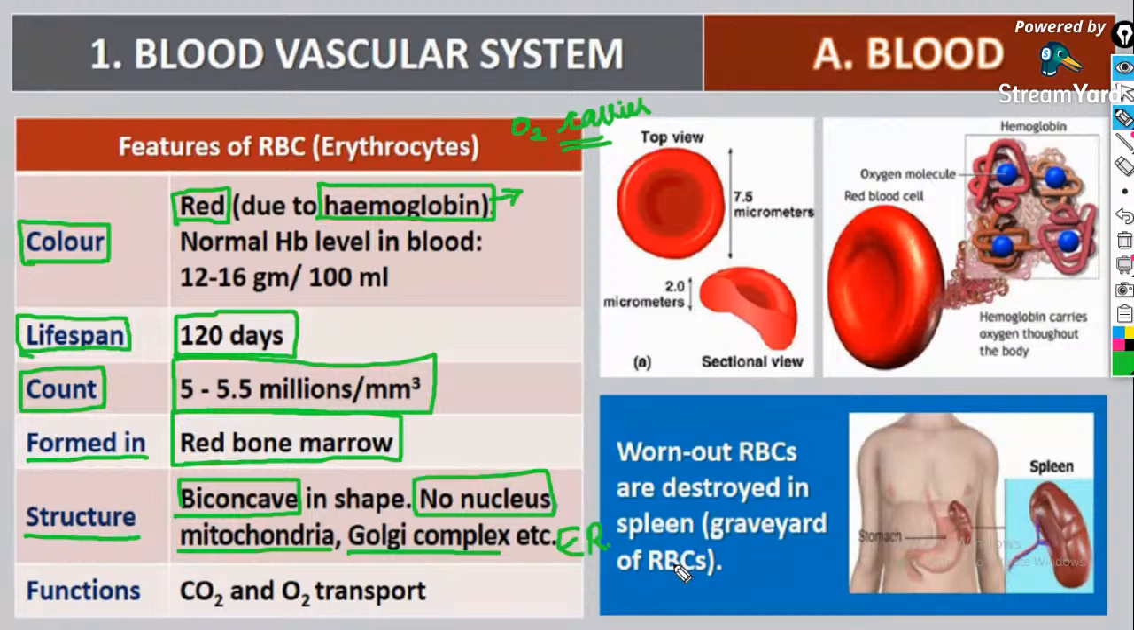Second, why does it not have mitochondria inside it? Because what is the main function of mitochondria? Respiration. Cellular respiration is the function of mitochondria. So if mitochondria were present, the function of RBC is oxygen transport, not oxygen utilization. A large amount of oxygen would be absorbed by the mitochondria for cellular respiration itself.